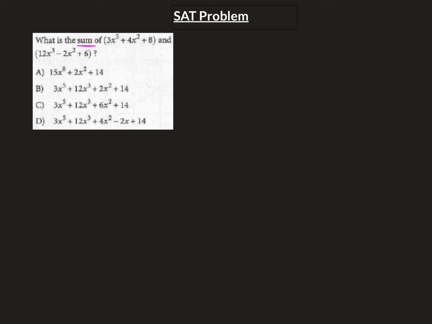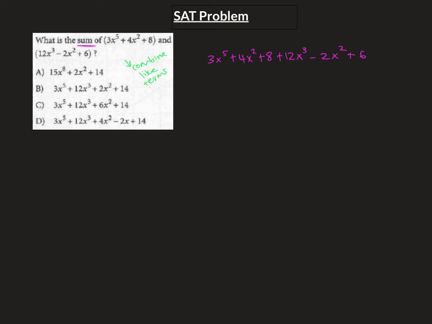But we just have 3x to the power of 5 plus 4x squared plus 8 plus 12x cubed minus 2x squared plus 6. Now remember, in situations like this, you can only combine your like terms. So that just means you can only combine terms with the same exponent.